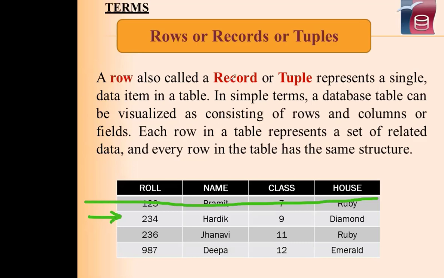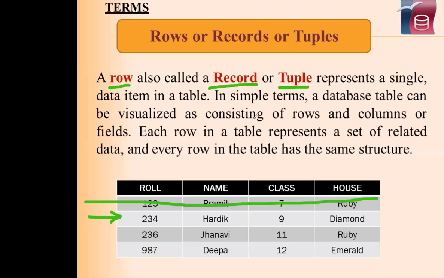Now, there are a number of words which are used for this. It can be called a row, a record, or a tuple. Whether we call it a tuple, a record, or a row, we mean exactly the same thing. We are talking about one student and his complete information, one item in the shop and the complete information about that item, or one book in the library and the complete information about that book. That is called a record, row, or tuple.